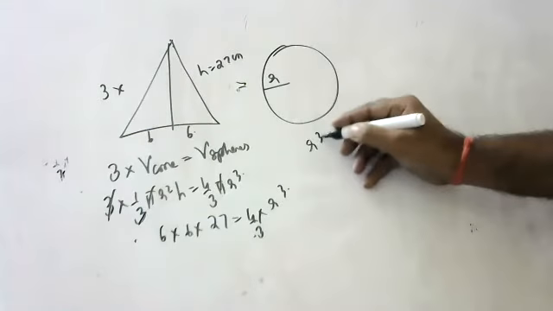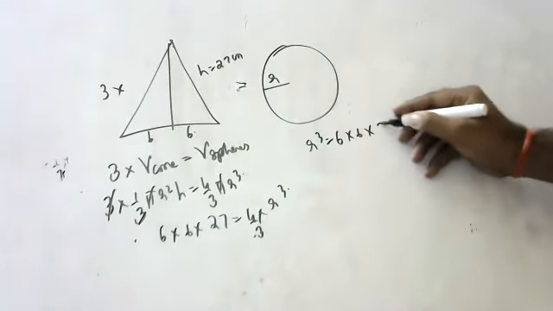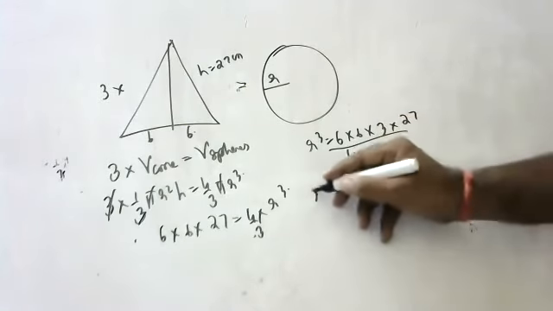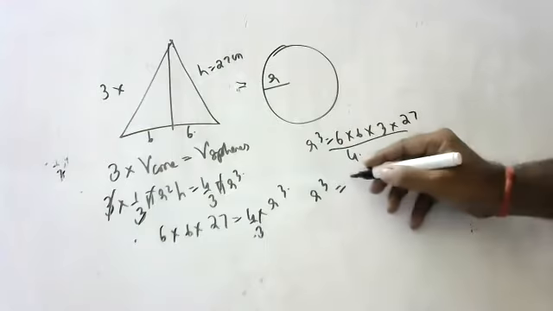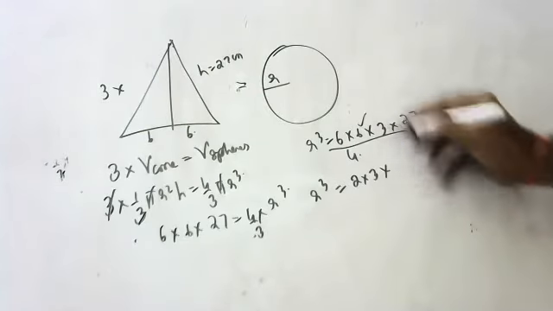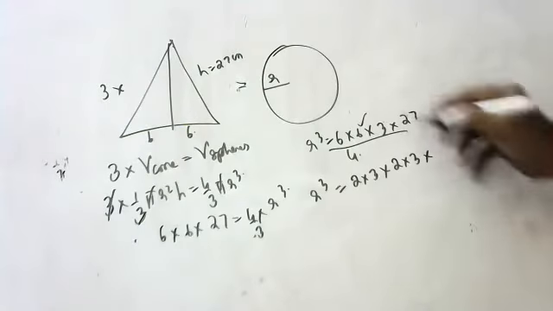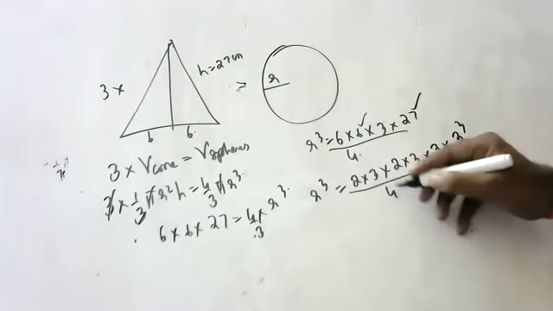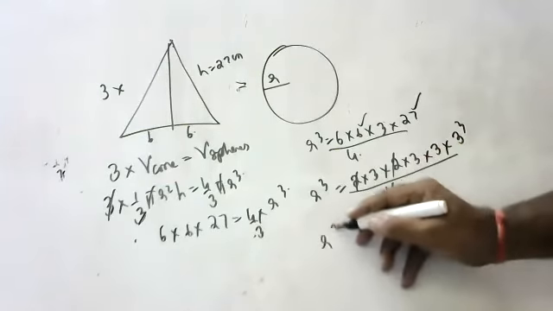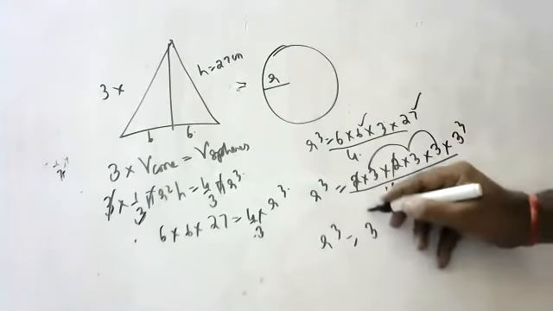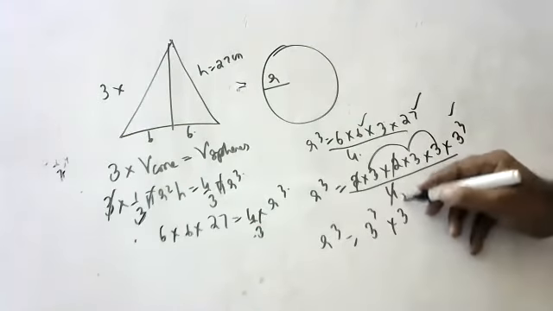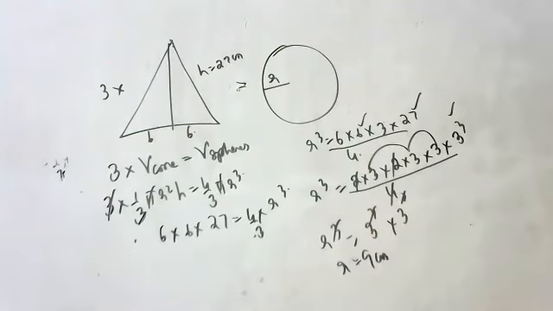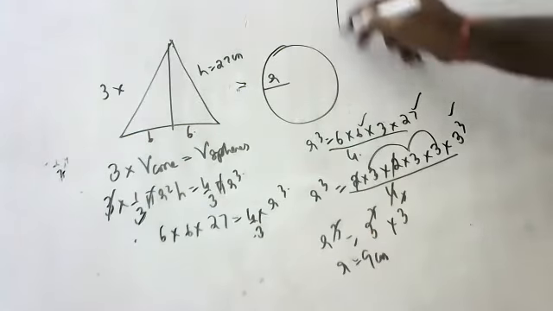So r cube is equal to 6 into 6 into 3 into 27 divided by 4. Six we can write as 2 into 3. One 3 is there, 27 is already 3 cube, divided by 4, the 2 square and 4 cancel. r cube is equal to 3 cube into another 3 cube. Cube cancels. Radius is 9 centimeters. Like this, you have to do it in the exam sheet.